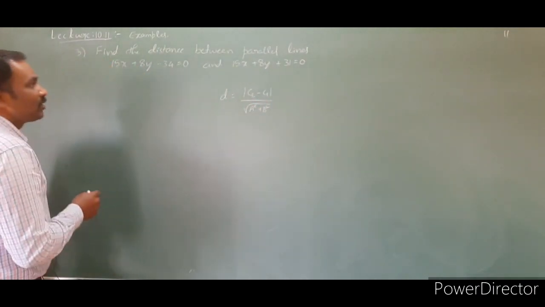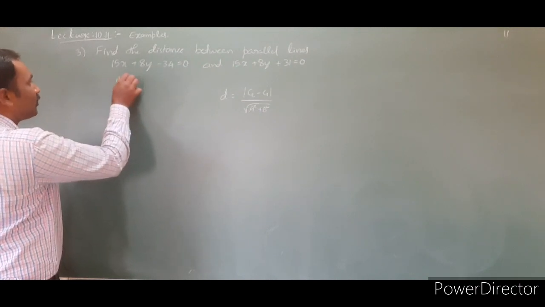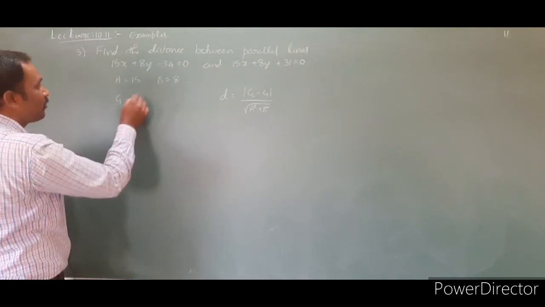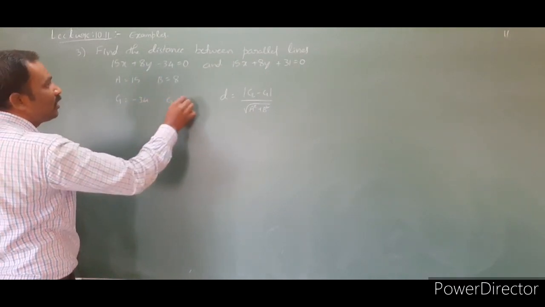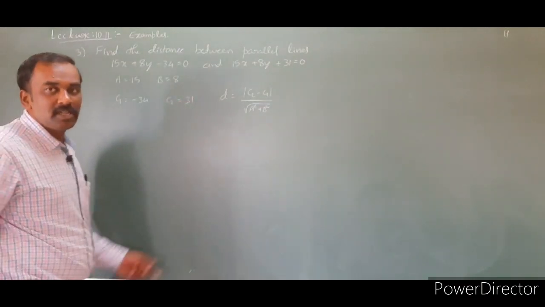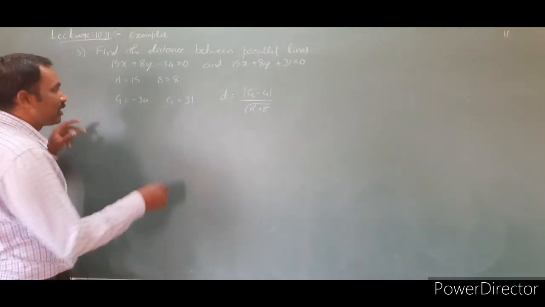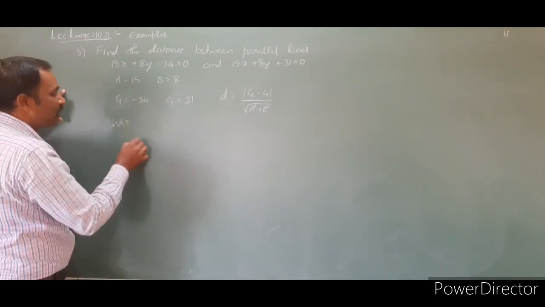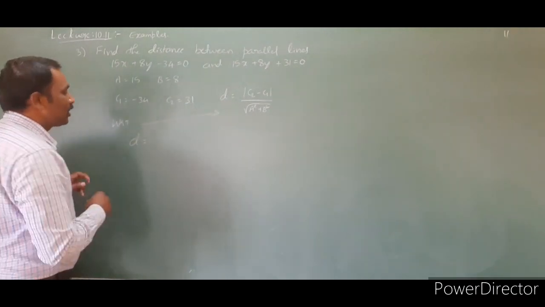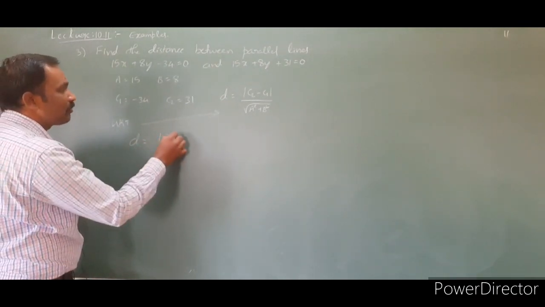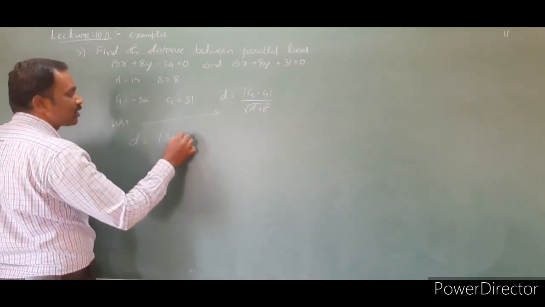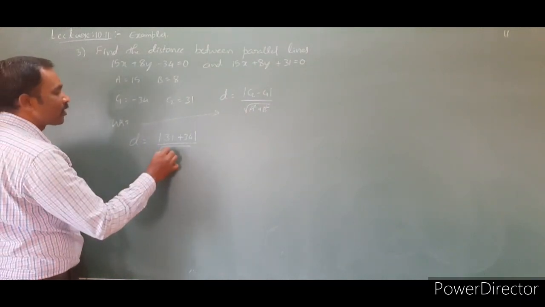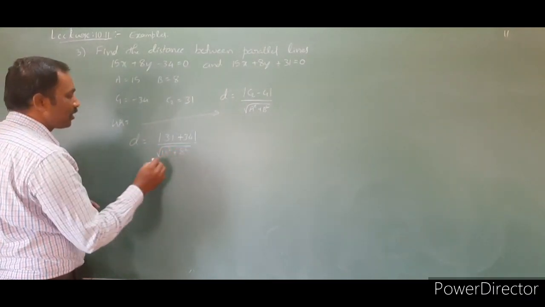Now we need to use this one. So here what is the a value? A value is 15, b value is 8, then C1 value is minus 34. Here, what is the C2 value? Plus 31. Are you clear? Next. We know the formula, I have already written it, so I am just going to write directly. D is equal to mod of C2 which is 31 minus C1 which is minus 34, that is plus 34, divided by under the root of a square plus b square, 15 square plus 8 square.